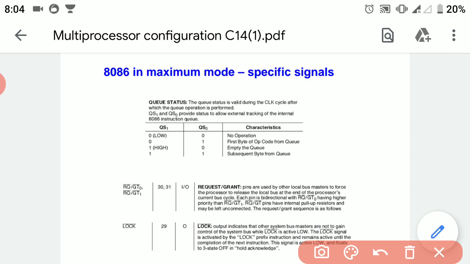This lock signal is activated with the lock prefix. This is the instruction when we have to lock our main processor. This signal is active low and floats in the 3-state during hold acknowledgement.